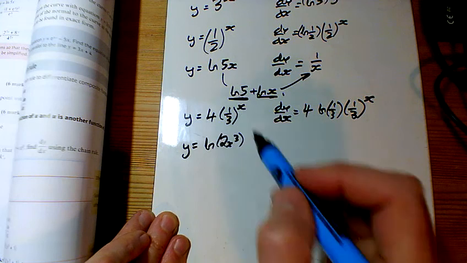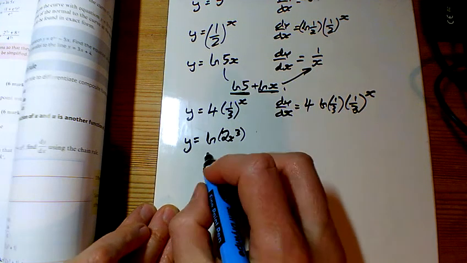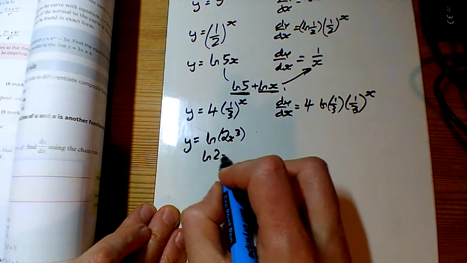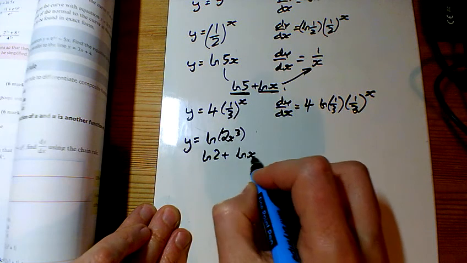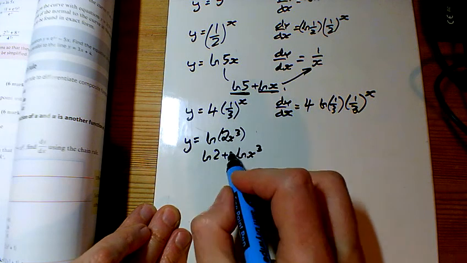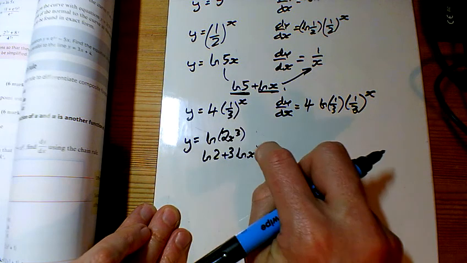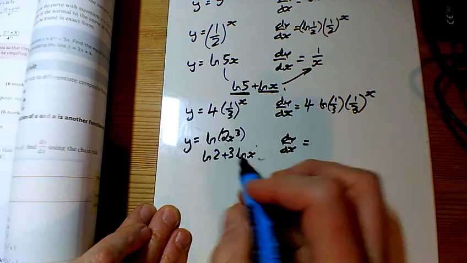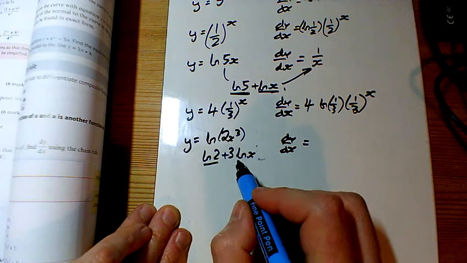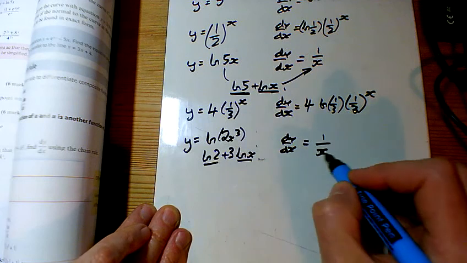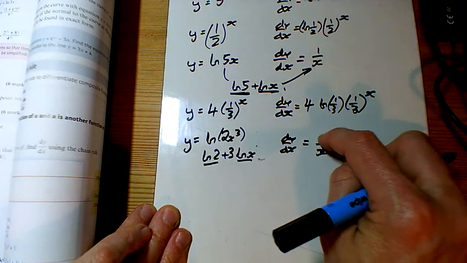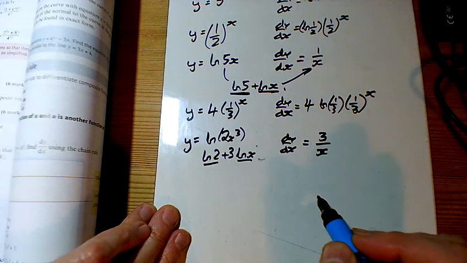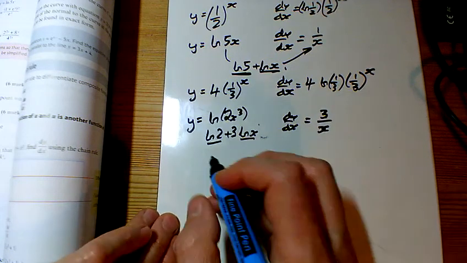For f, we've got the ln of 2x cubed. So like I did here, we need to split this ln up, first of all. This is the same as the ln of 2 plus the ln of x cubed. And the ln of x cubed is 3 ln x. Now we can differentiate it. Dy by dx, this disappears. The ln x goes to 1 over x, but we're timesing it by 3, so we'll put a 3 up there as well.